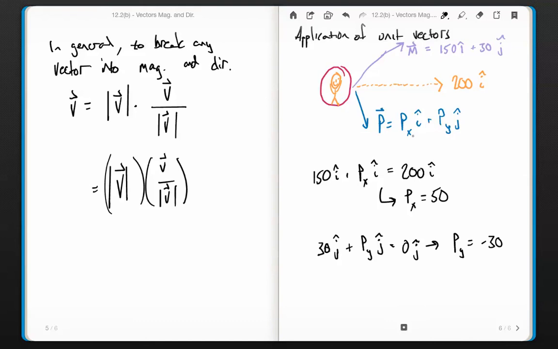So this is just a very simple example to show that by breaking vectors down into their components, i, j, and k, we maintain their vectorness. This is still a vector, this is still a vector, this is still a vector, but this is only y components, this is x components. Okay, that's it.